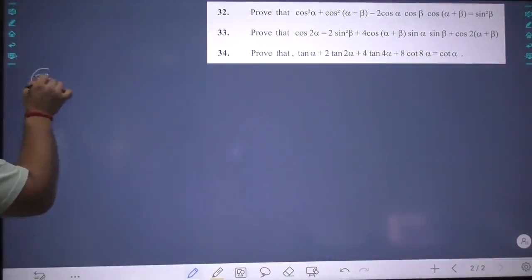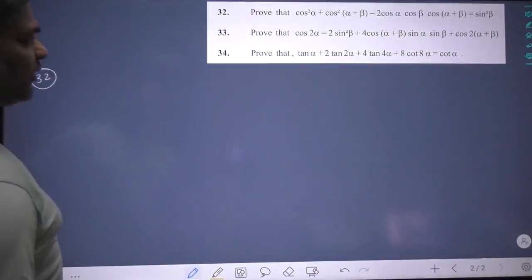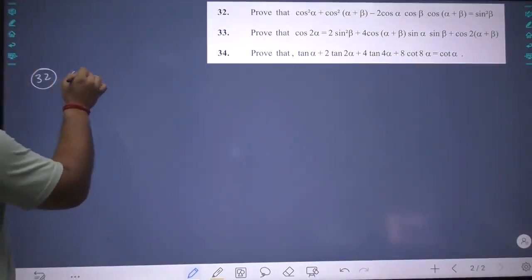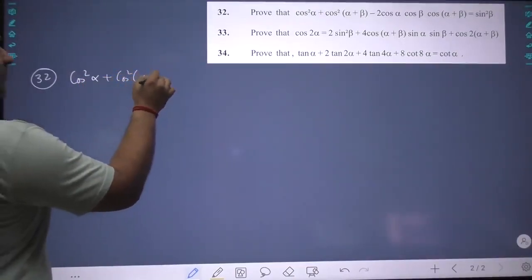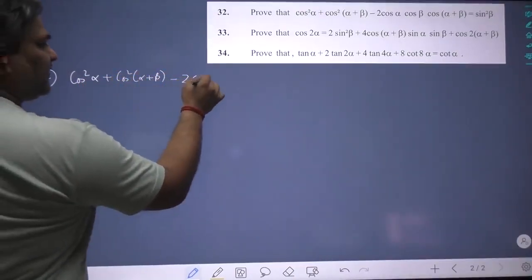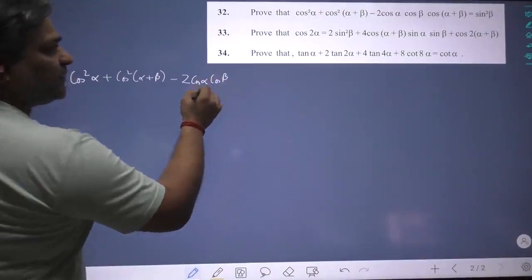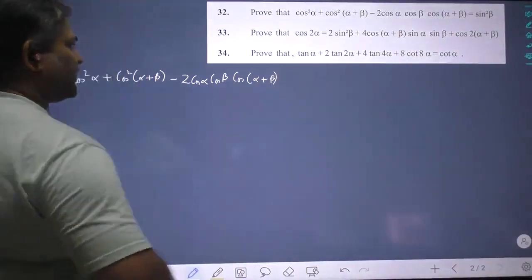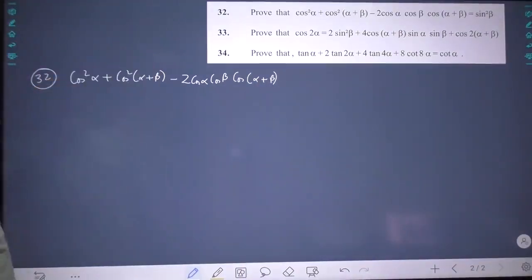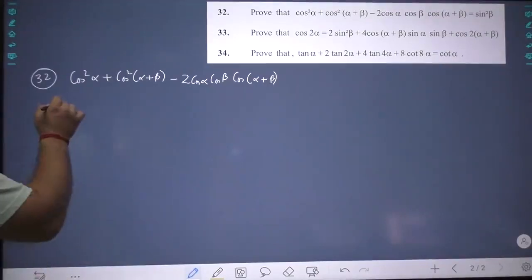First, let us attempt the 32 question. Cos square alpha. So here we have cos square alpha plus cos square alpha plus beta minus 2 cos alpha cos beta is cos alpha plus beta. Now this is given. How many of you were able to do question 32? Very good.